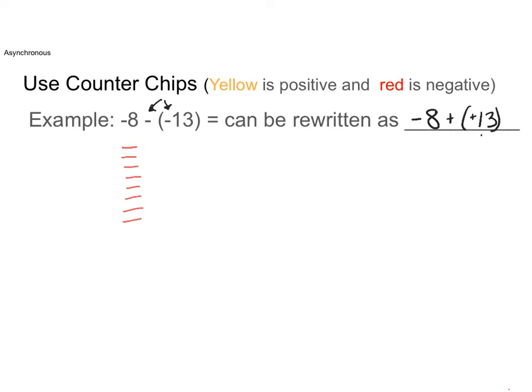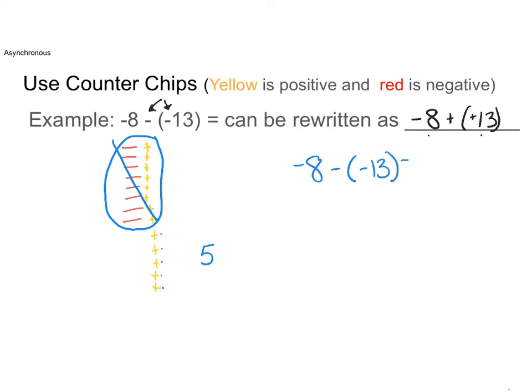Now I can change this to positive. So I'm going to go ahead and I have -8 over here already. Now I'm going to add 13 positives. Okay, so now I have 13 positives. Now I can make my 0 pairs. So I'm going to go ahead and circle all this, and that makes a 0 pair. So what am I left with? I have how many positives? I have 5 positives here. 1, 2, 3, 4, 5. Okay? So that means that -8 minus a -13 equals a +5.